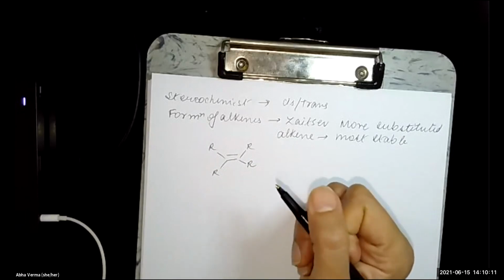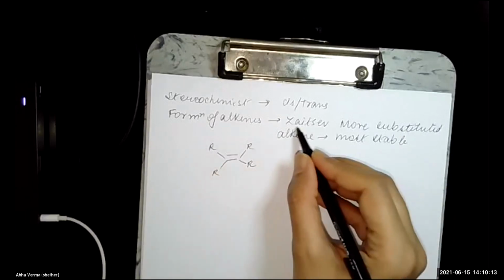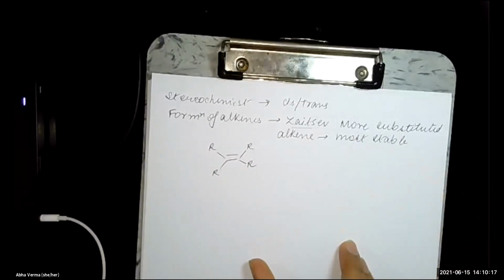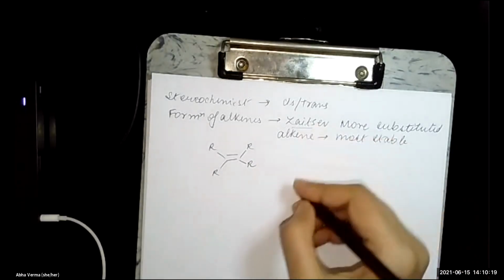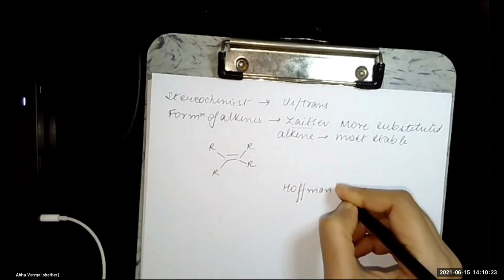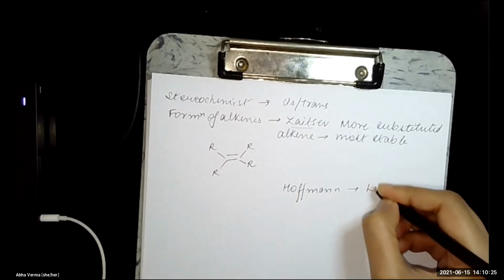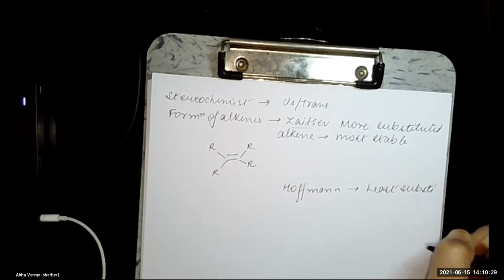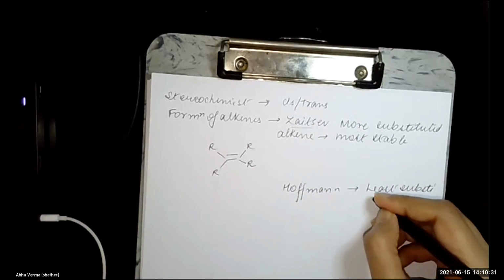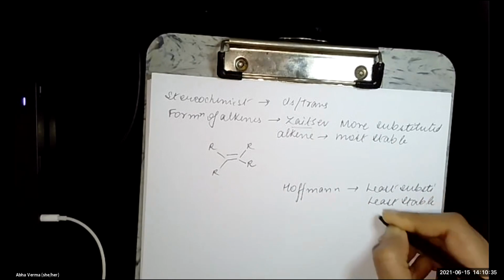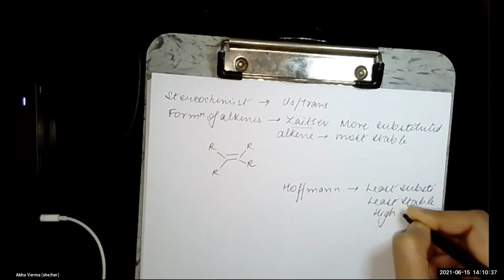Okay. And what if your alkene is the least substituted? And so we have a name for that also, Hoffman. Hoffman is the least substituted alkene and hence least stable, also high energy also.